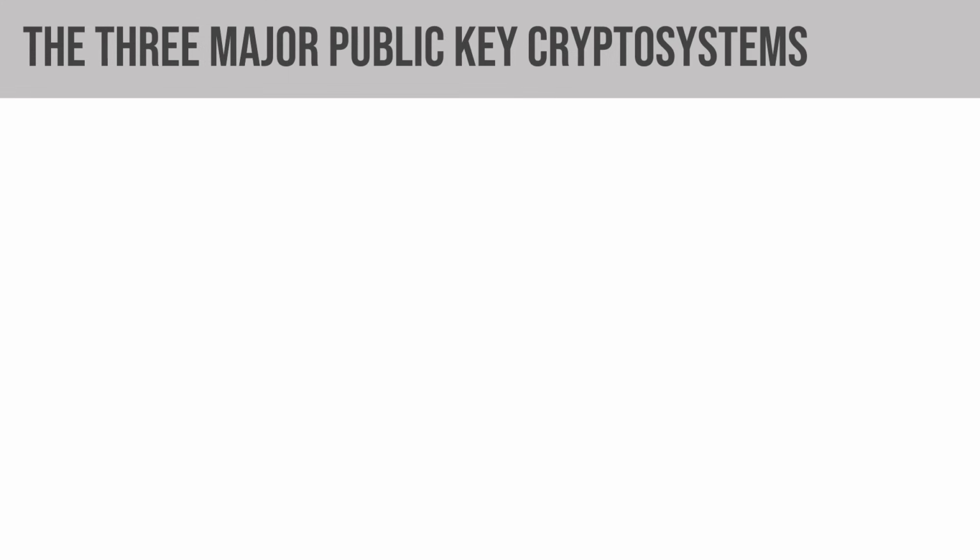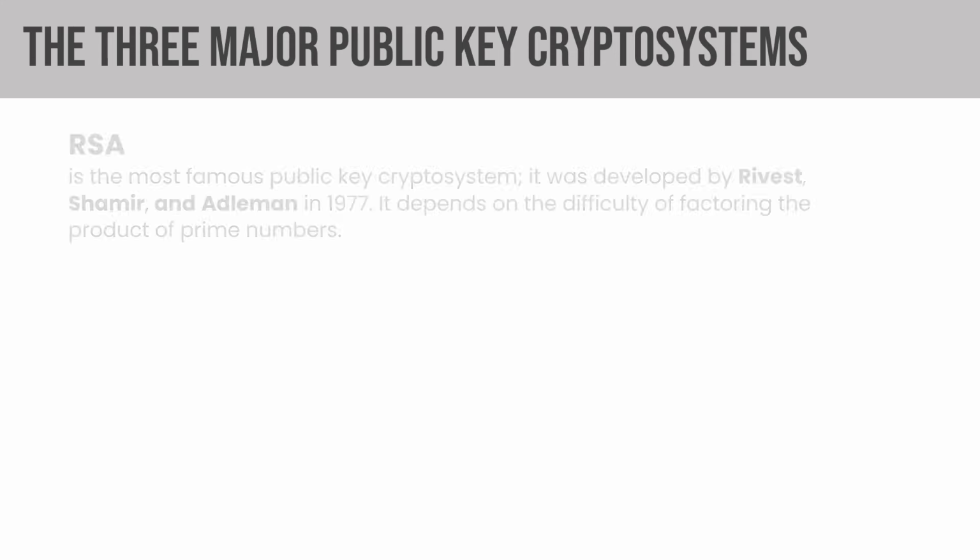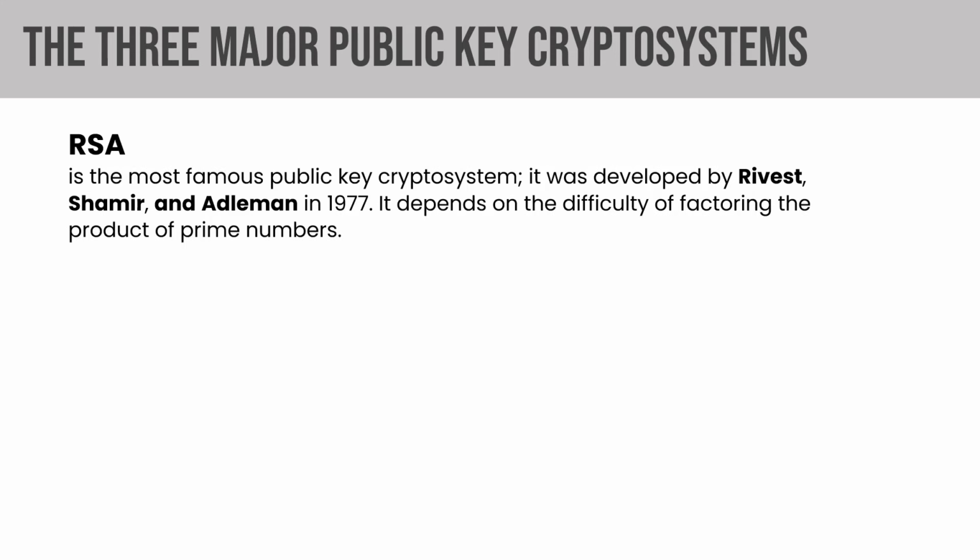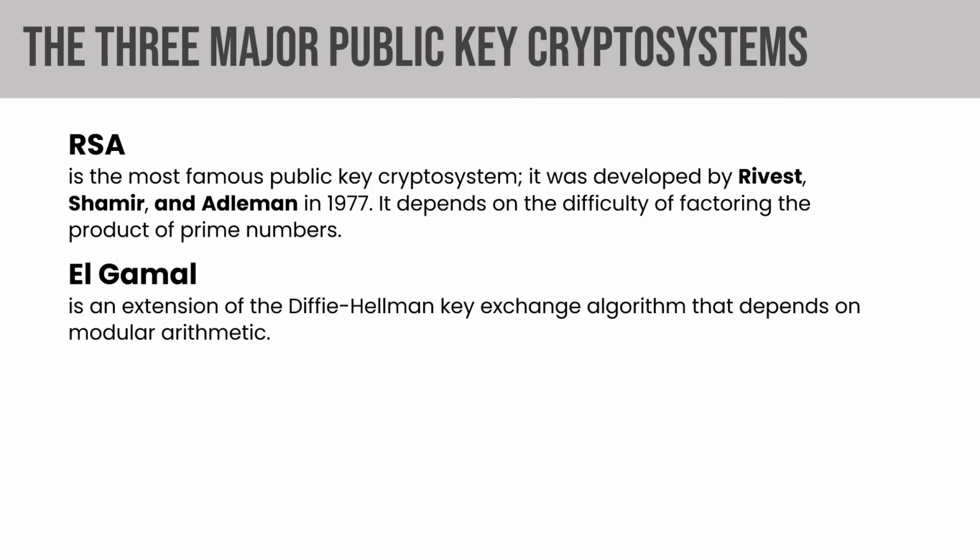The 3 major public key cryptosystems. So you have RSA, which is probably the most famous. It was developed by 3 folks back in the 1970s. You have El-Gamal, which is actually an extension of Diffie-Hellman key exchange, and it depends on modular arithmetic. So with RSA, I tie RSA back to prime numbers. So RSA involves the difficulty of factoring the product of prime numbers. Diffie-Hellman relies on modular arithmetic. It's less common than RSA in the last few years, but El-Gamal is based on Diffie-Hellman.